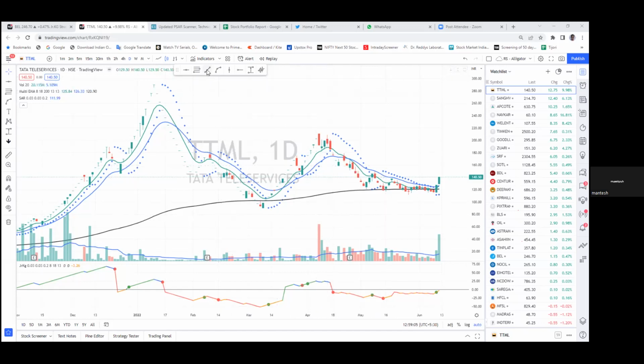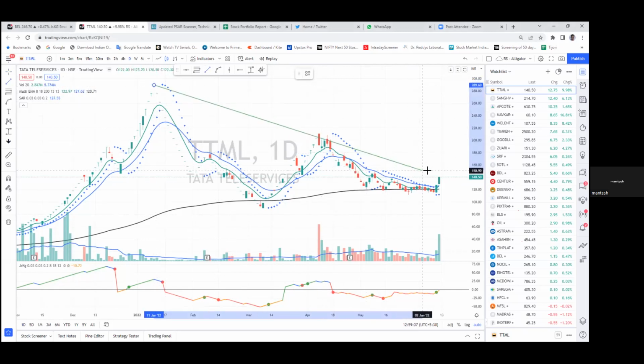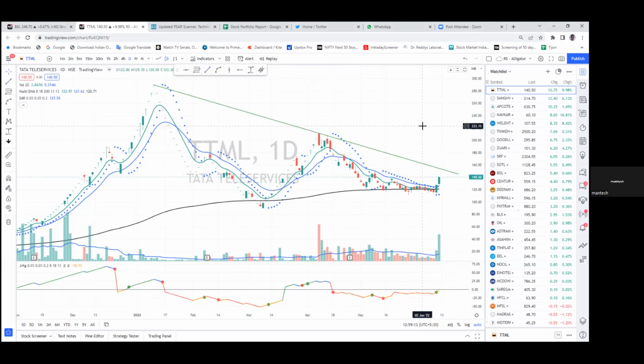So this is how, other than the stock screener, you need to see in a broader perspective also. And what will I do, what is my next step? Already yesterday I have taken my first tranche here. I will draw this one trend line here, and I will just wait for the price to cross here.